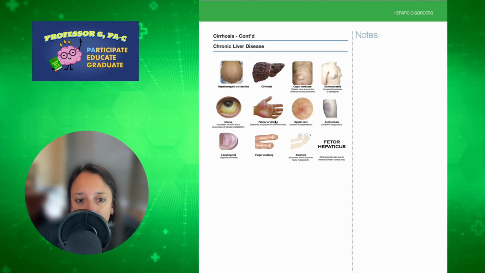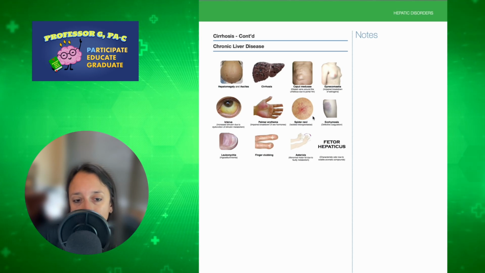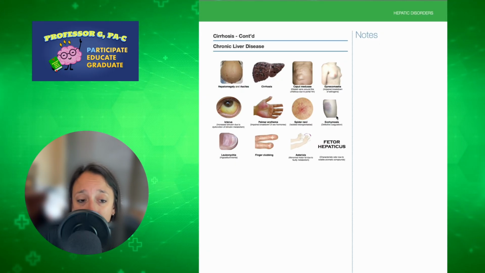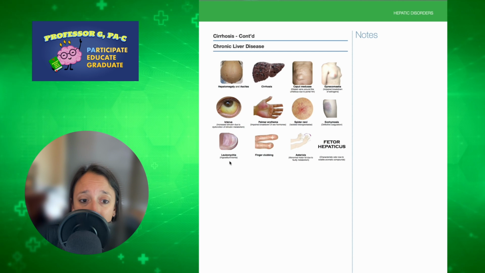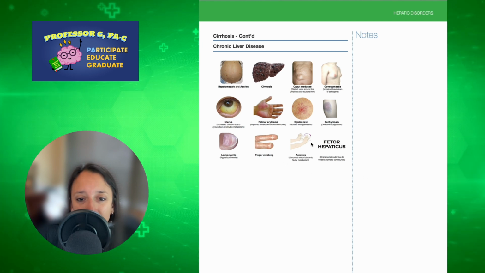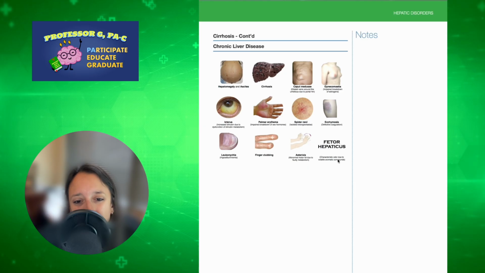Palmar erythema is from buildup of estrogen as well, and so are spider nevi, angiomas. Ecchymosis we'll see because of defective coagulation. We see that because there's some sequestration in the spleen and decreased production in the liver. And then these few other little things, and there's the asterixis. They might also have this fetor hepaticus, which is a dead breath that you get from having hepatic encephalopathy.